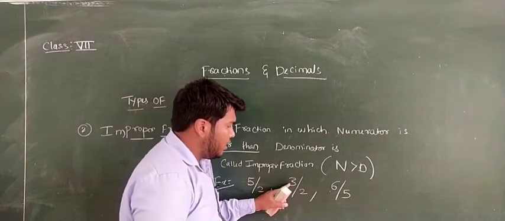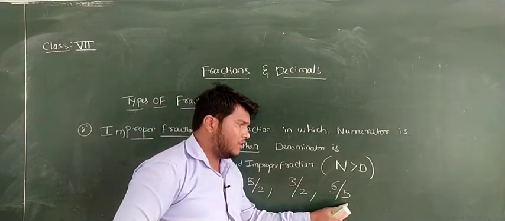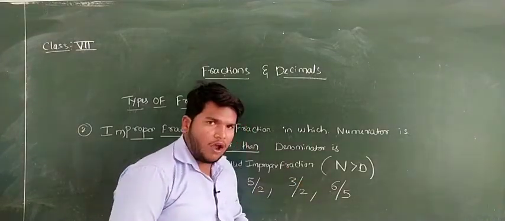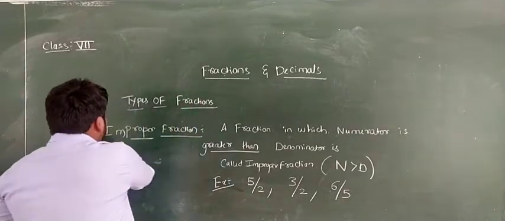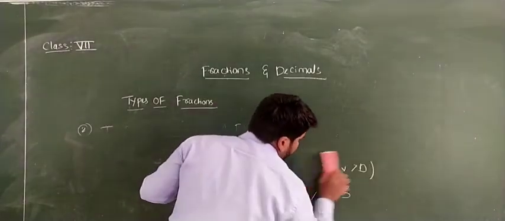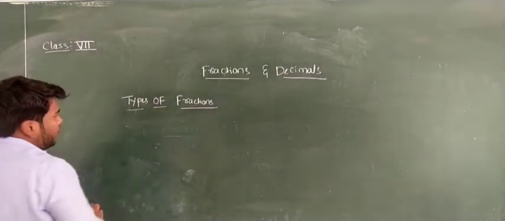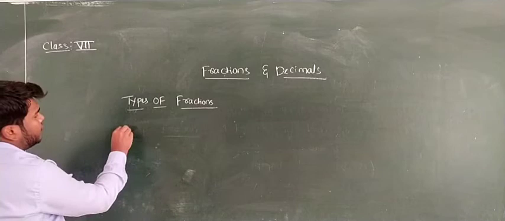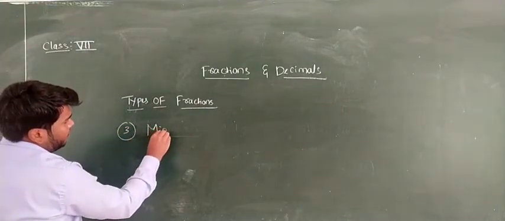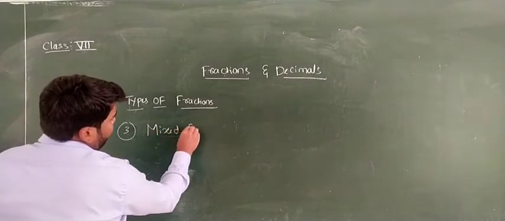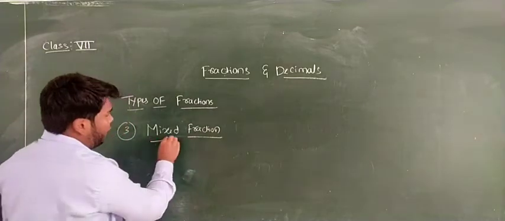3 by 2, 3 is greater and denominator 2 is lesser. 6 is greater, 5 is lesser. So such types of fractions you can call improper fractions. And the last type of fraction you are going to study is the mixed fraction. The third definition is mixed fraction. So this is the third type of fraction.